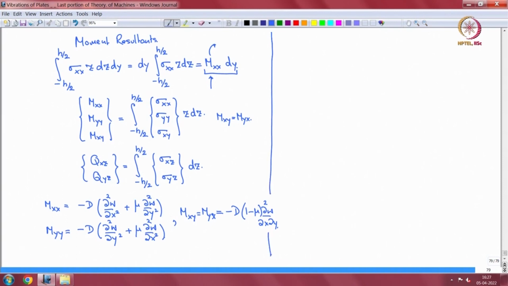Okay. Here D is the bending stiffness, E h cube by 12 into 1 minus mu square. Okay. If we now look at how the force resultants or moment resultants, force and moment resultants, appear on the differential element.